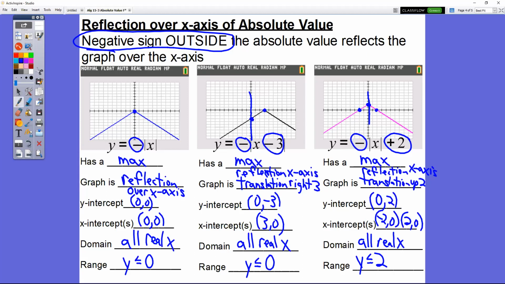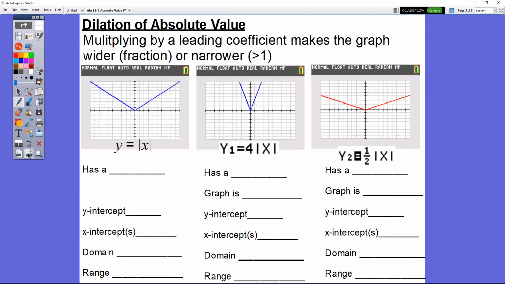So again, your reflection flips it. All right, the translation slides it in one of the directions. The reflection flips it upside down. The last type, and this is the last slide, is a dilation. Dilations make it skinnier or wider. If you don't want to say narrower, I don't really like narrower, I like skinnier. So skinnier or narrower, by multiplying by a number out in front.